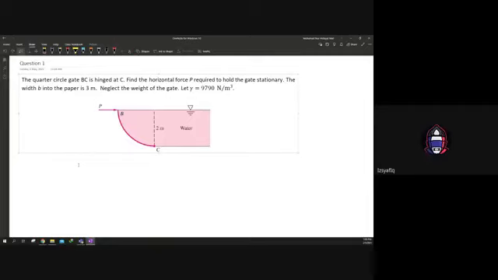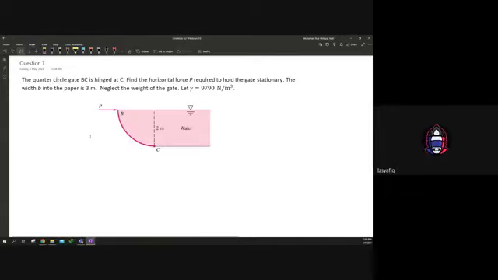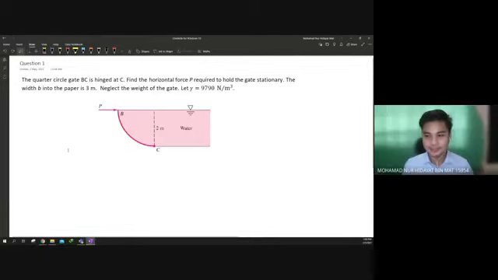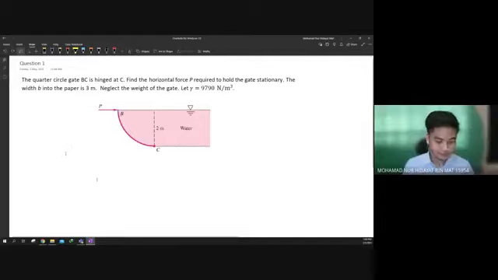Soalan ni kat mana, Doktor? Dekat sini. Boleh tengok tak screen? My screen. Can you see my screen? Ya, saya tak nampak. Sekejap. Can you see my face? Okay, dah nampak dah. Okay.